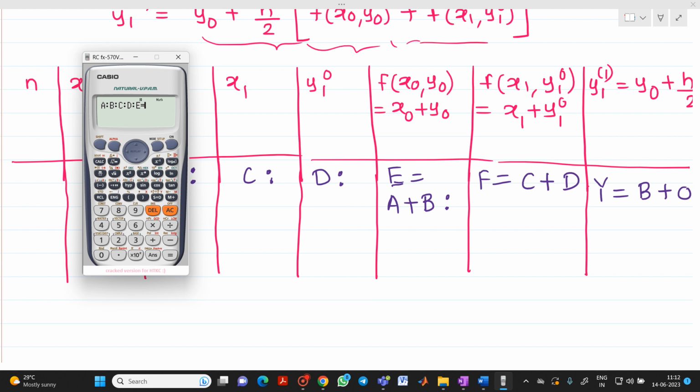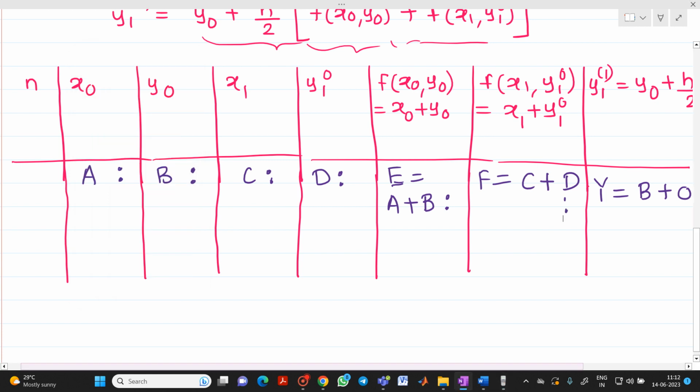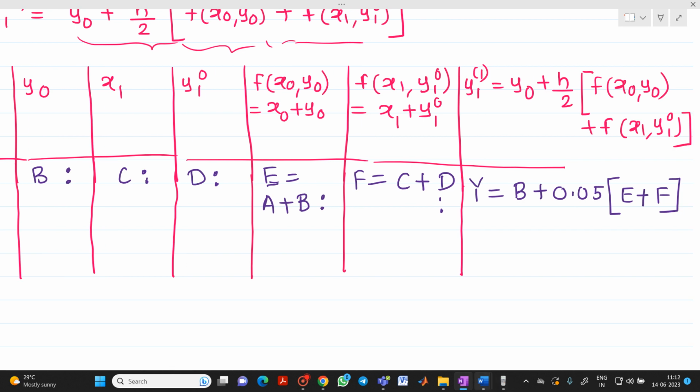Now what is to be there? A plus B. So I will write it here, A plus B. Then again we have to take colon. F equal to C plus D. F, how to take? Alpha and press tan. Equal to means alpha, press CALC. We have to take C plus D. So this will be C plus D. Again we have to take colon here. So I forgot to write the colon here. So we have to take colon and we need to insert this formula.